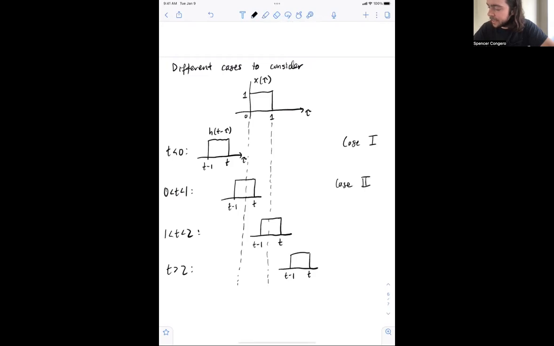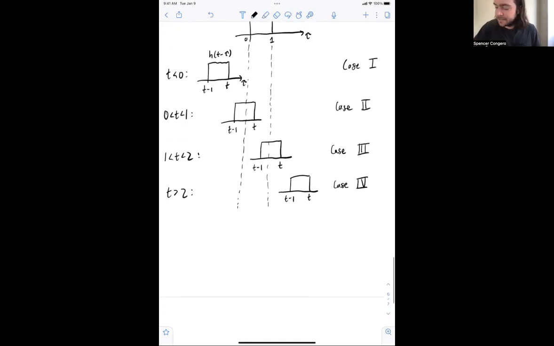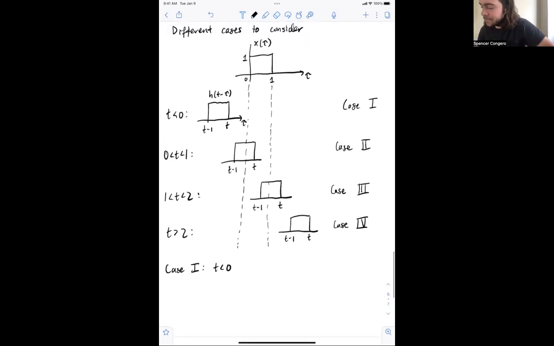I know this is kind of a long process, but as we see more examples and you try them on your own, you'll get the hang of it. Okay, I'm going to consider these 4 cases, and let's just take each one by one. So let's look at case 1. This is when t is less than 0. And so we have that picture above. So we have y of t. It's going to be our convolution integral, x of tau, h of t minus tau, d tau.